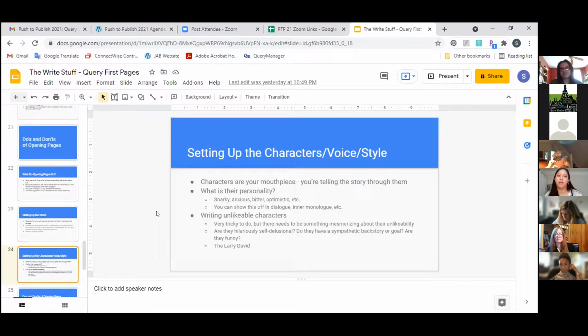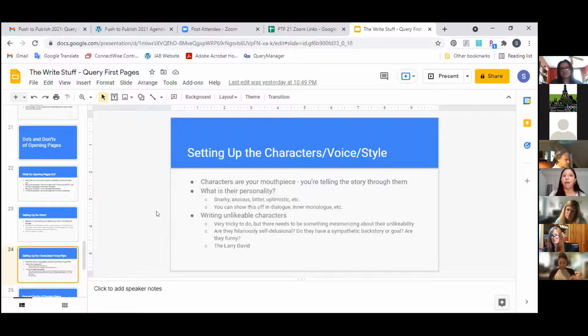I touched on this a little bit before. The characters are essentially your mouthpiece. You're telling the story through them. Their voice is the one that's taking over. Again, this is very much easier for writing in first person because you can show off their personality, if they're snarky, if they're anxious, if they're bitter. But even if you're writing in third person, you can show this off in their dialogue and their inner monologue and their thoughts and feelings.